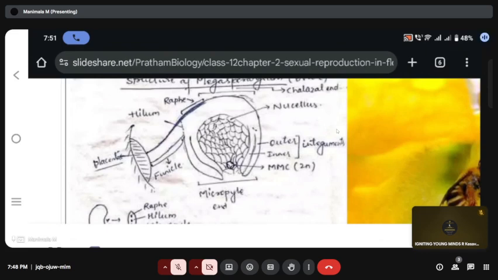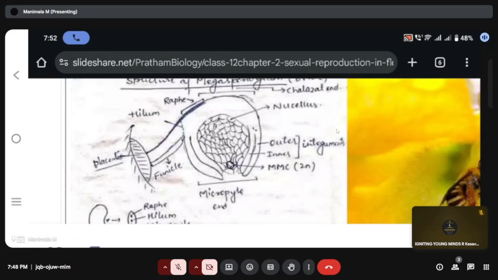Okay. What is monocarpellary? If the flower consists of only a single pistil, then it is called monocarpellary. And if there is more than one pistil, then it is called multicarpellary.